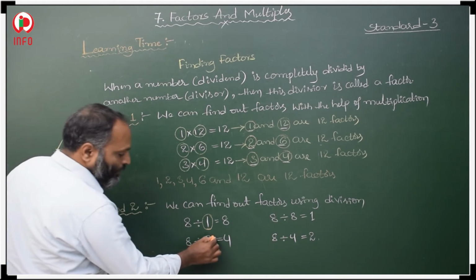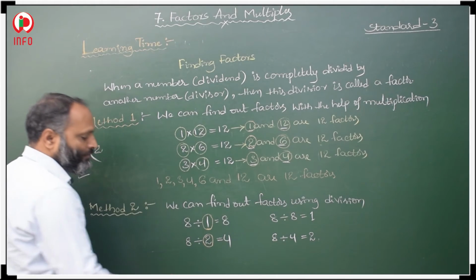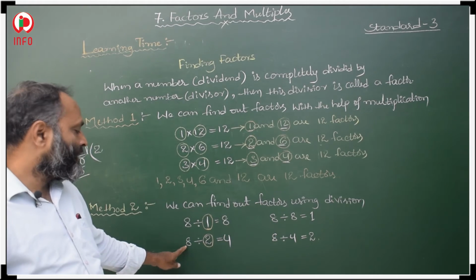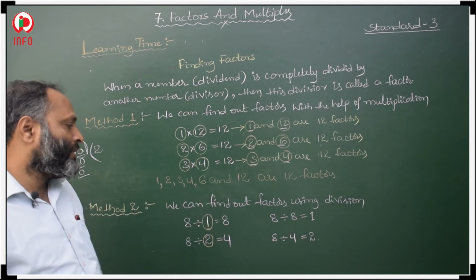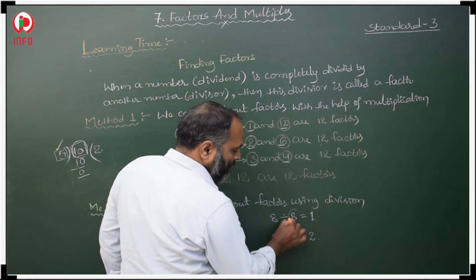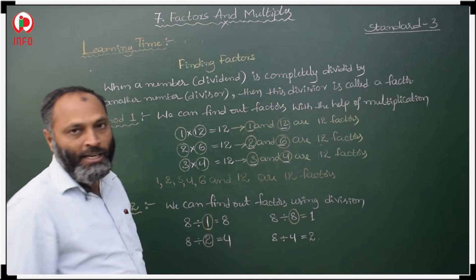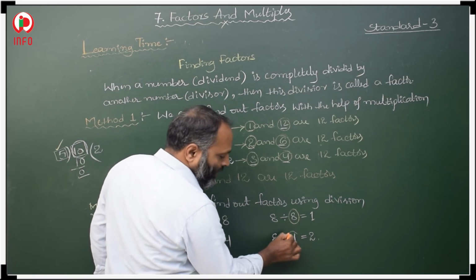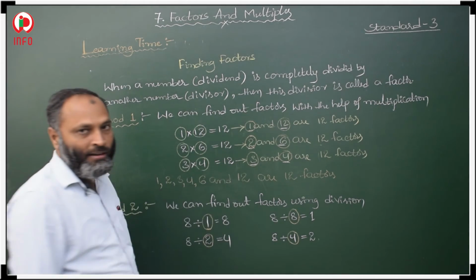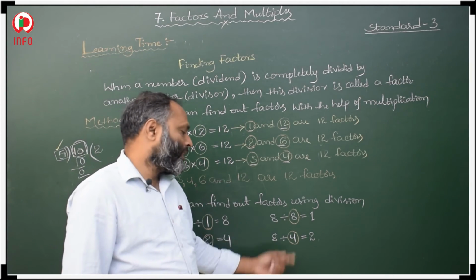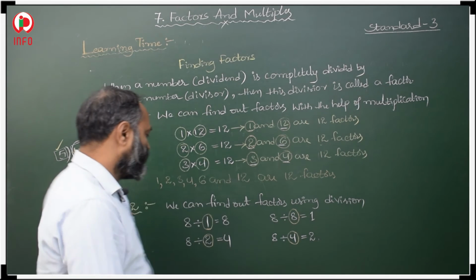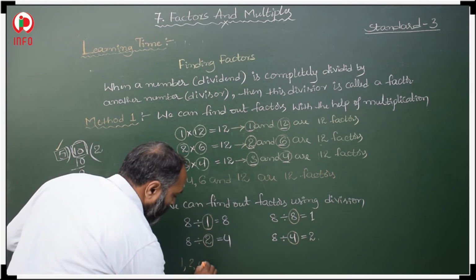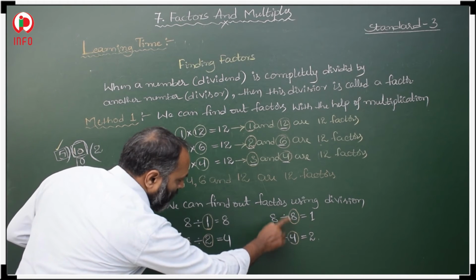And 2 completely divides this 8. 2 is the divisor here. 2 4s are 8, so 2 completely divides this 8. So 2 is a factor of 8. And 8 completely divides this 8, so 8 is a factor of 8. 4 completely divides this 8 dividend, so 4 is a factor. Here 1, 2, 4, 8.